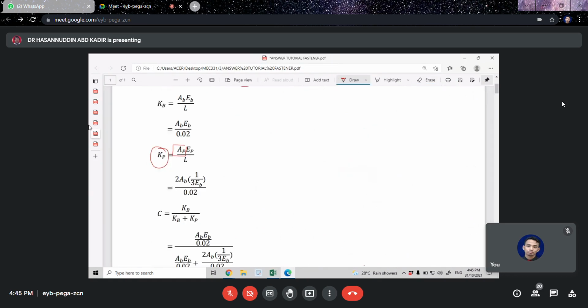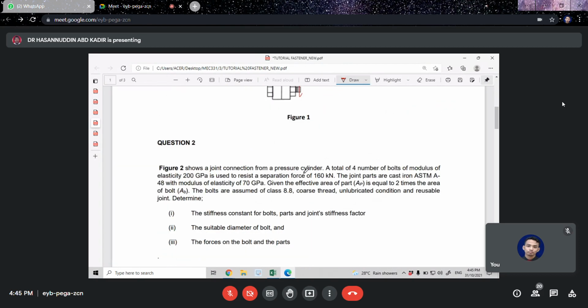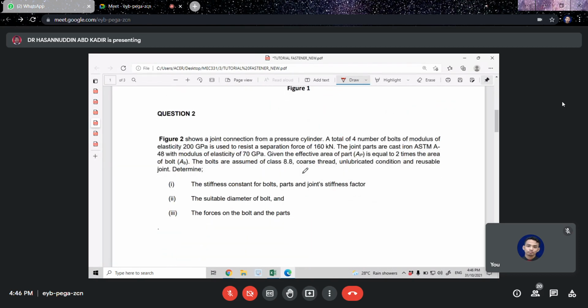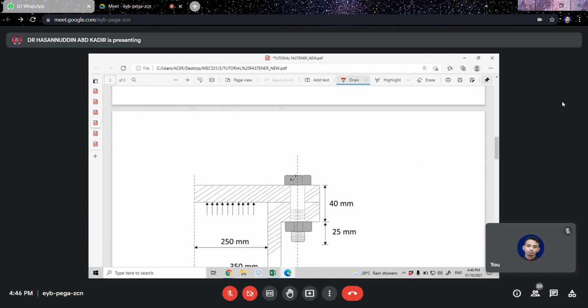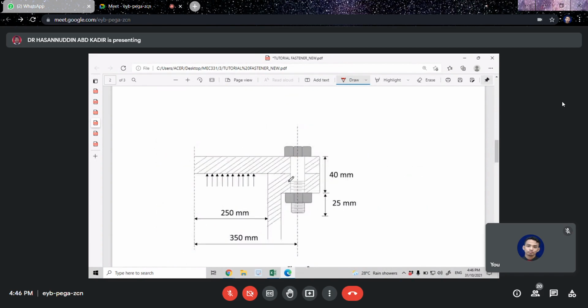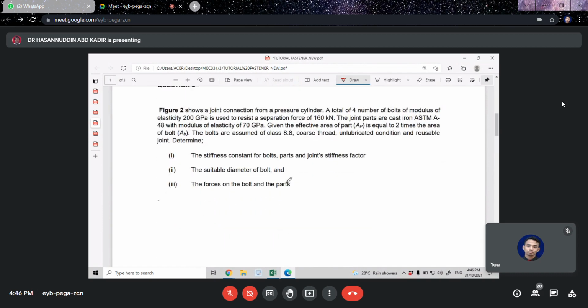Okay, let's look at another question maybe before we stop. So question number 2. Figure 2 here. Figure 2 shows a joint connection for the pressure cylinder. They give you the total number of bolts here, and B. So they have 4 here. So please make sure you divide your FB, basically refer to the formula, by 4.